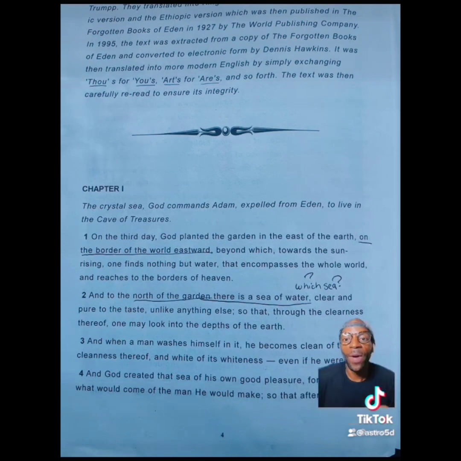Okay, chapter 1, verse 1. On the third day, God planted the garden in the east of the earth, on the border of the world eastward, beyond which, towards the sun rising, one finds nothing but water that encompasses the whole world and reaches the borders of heaven. Verse 2. And to the north of the garden there is a sea of water, clear and pure to taste, unlike anything else, and so that through the clearness thereof one may look into the depths of the earth.